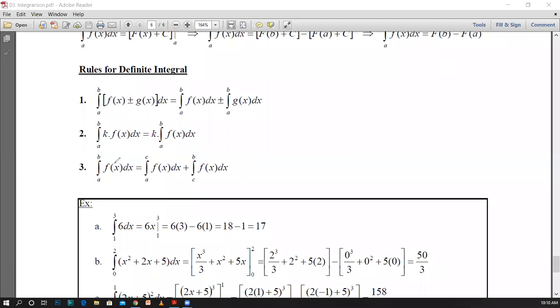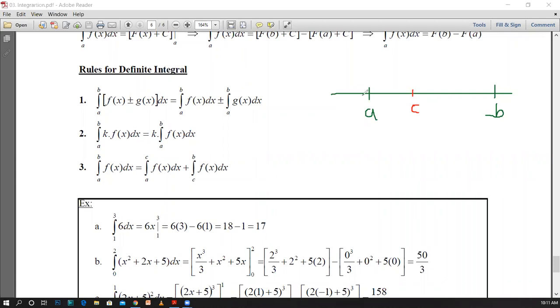Now think about, you are performing the integration of f(x) with respect to x in the region from a to b. If you are performing this integration in the region of a to b, let c be a value in between a and b. c is a value in between a and b.